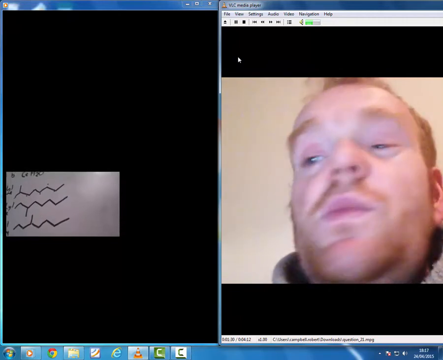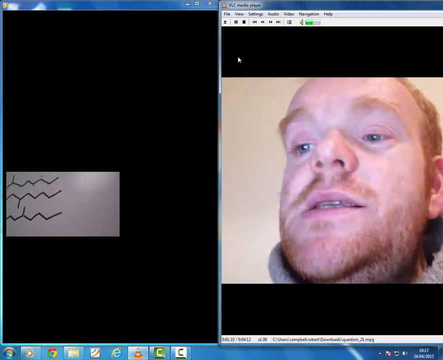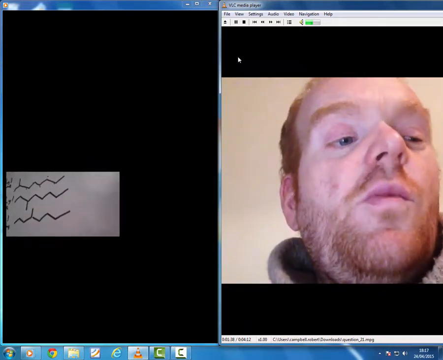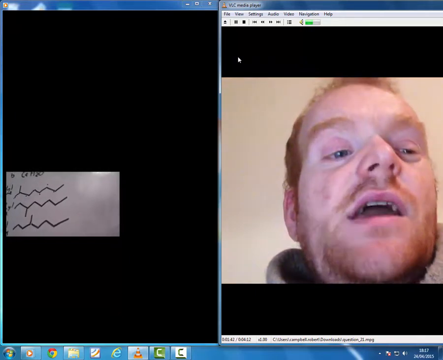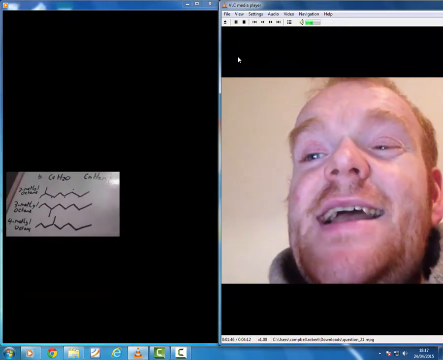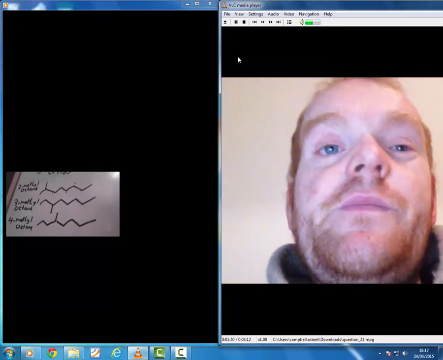Okay, so the first one would be 2-methyl-octane, which looks like this. The second one would be 3-methyl-octane, and the third one would be 4-methyl-octane. Because we can number from either side, 5-methyl-octane, it's not possible. That would be exactly the same as 4-methyl-octane, because we can number 1, 2, 3, 4.